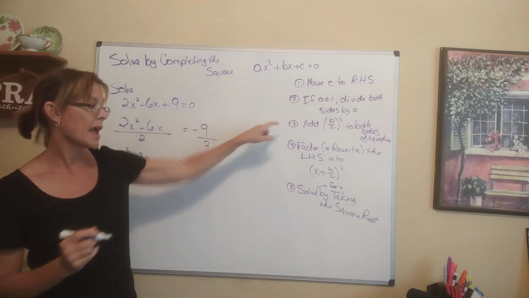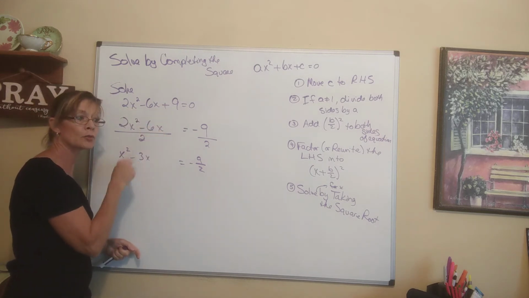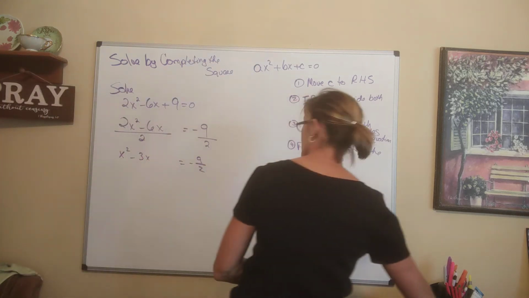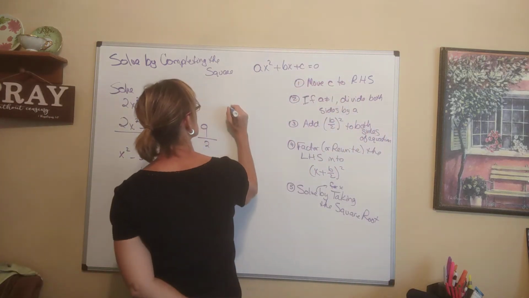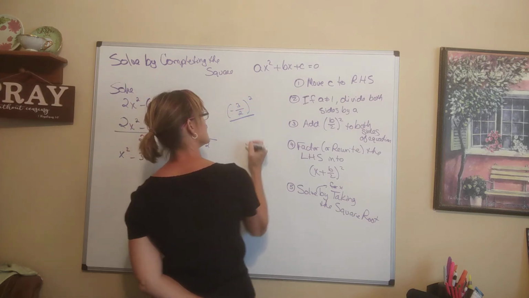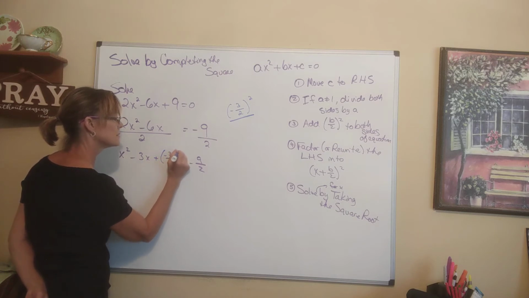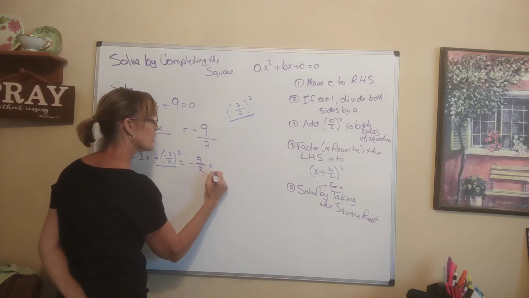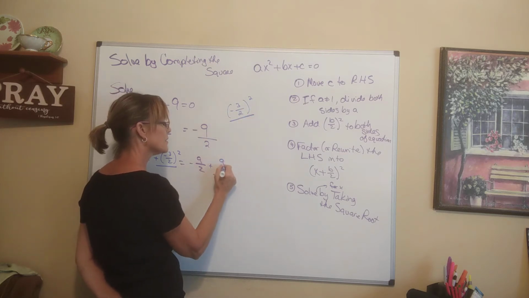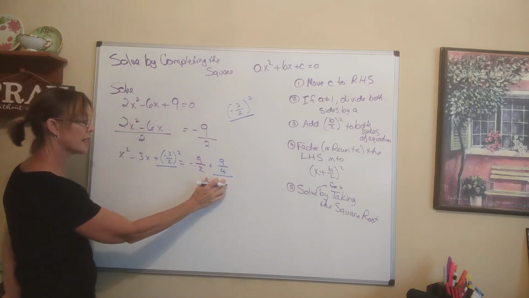Now we're to this step, add b over 2 quantity squared. So the b that we use is this one after we've made the division. So b is negative 3. So we need to add negative 3 divided by 2 squared to both sides. This is what we're going to add. On this side, I'm going to leave it looking like this. On this side, I'm going to go ahead and square it. Negative 3 times negative 3 is a positive 9. 2 times 2 is 4. This squared is equal to that.